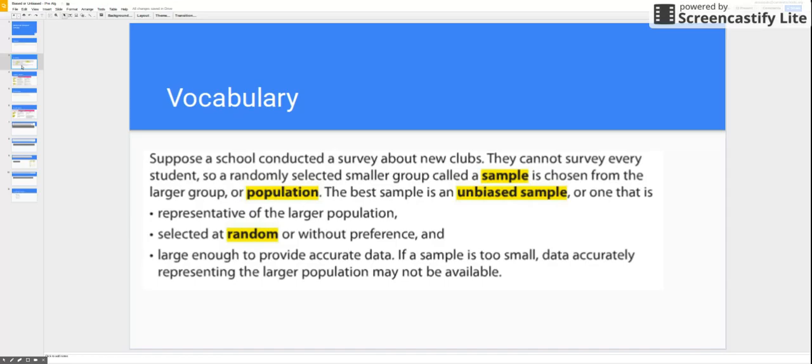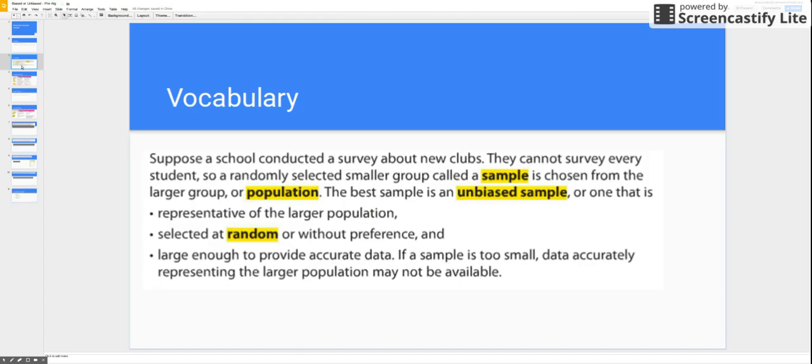Your vocabulary. There are a lot of vocabulary words in this lesson; it's very heavily vocabulary based. So before you can actually get to answering any questions, you need to understand the vocabulary. Suppose a school conducted a survey about new clubs. They cannot survey every student, so they randomly selected a smaller group called a sample that is chosen from the larger group, or a population. So a sample is a smaller group of a population, which is a larger group.